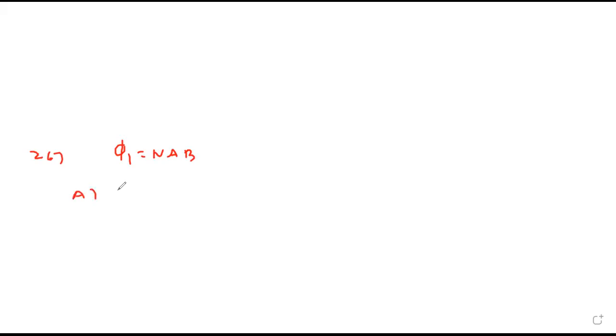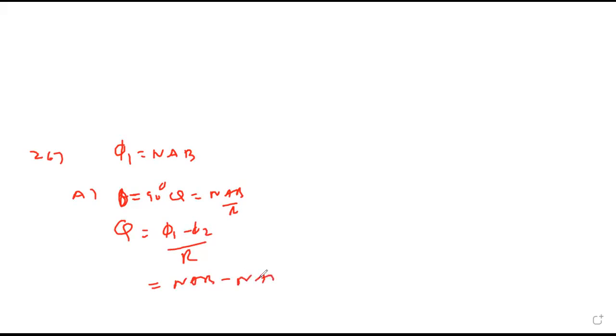So the first one, theta is 90 degrees, charge is NAB upon R, which is given as incorrect. Is this correct? Q equals phi 1 minus phi 2 upon R. Phi 1 is NAB, phi 2 is NAB cos of 90, upon R. So it is correct. We want the incorrect one. This one is correct.